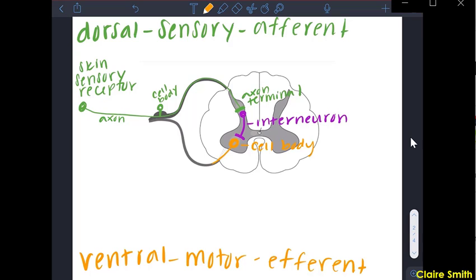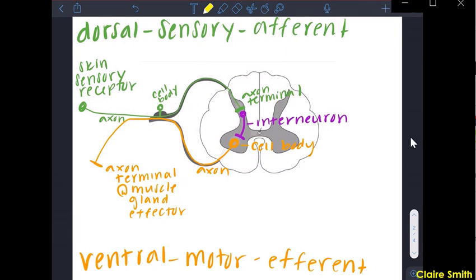Then we have our motor neuron on the ventral side. Our cell body is going to be in the ventral horn. Our axon is going to go out to the ventral root. And our axon terminal is going to be out in the periphery, and it's going to synapse onto some sort of effector, which could be a muscle, it could be a gland. An effector is anything that is going to cause something to happen. So that's the basic setup for our reflex arc.